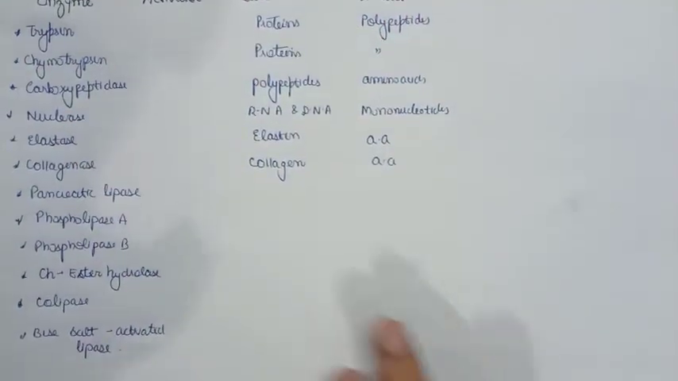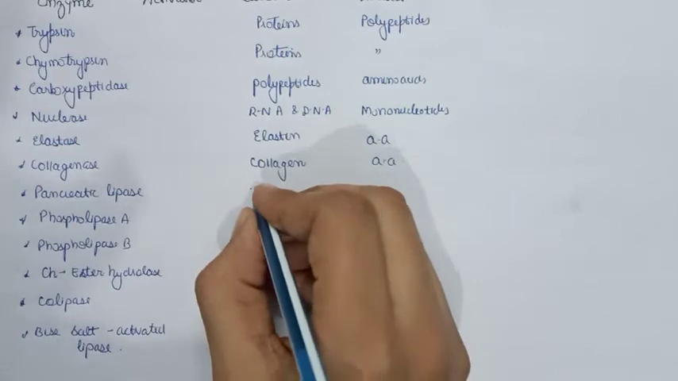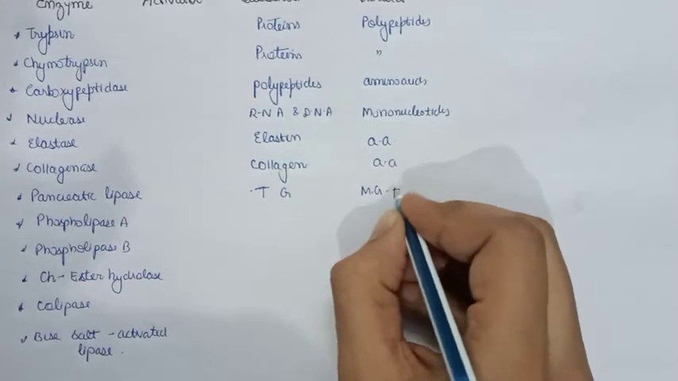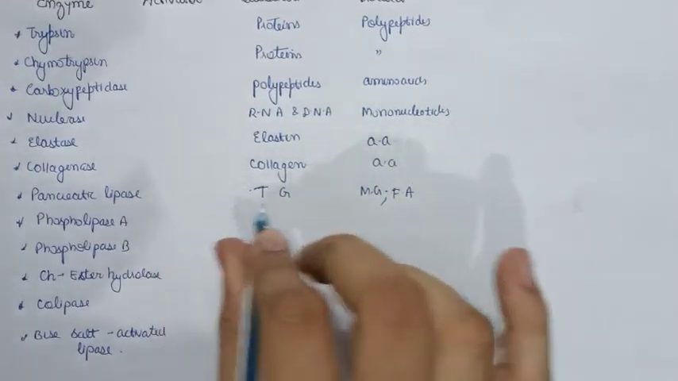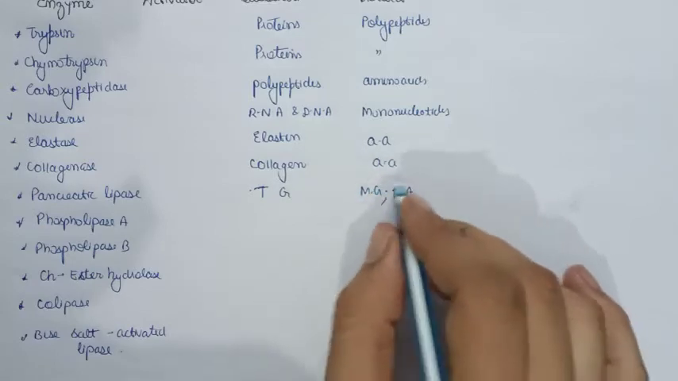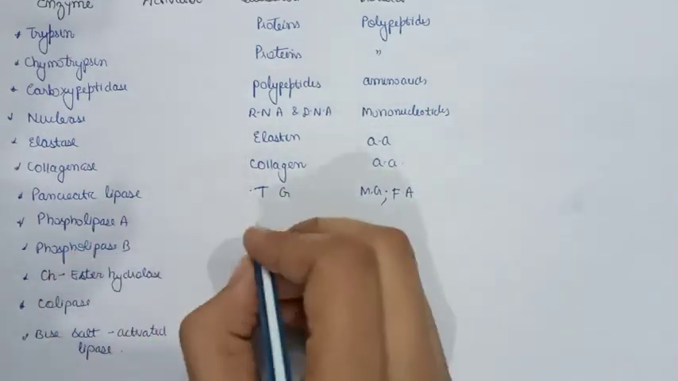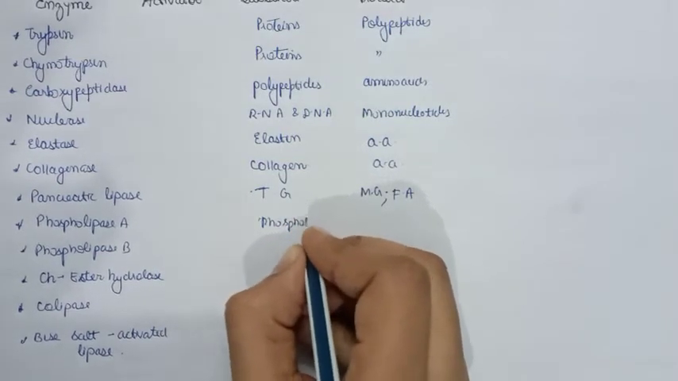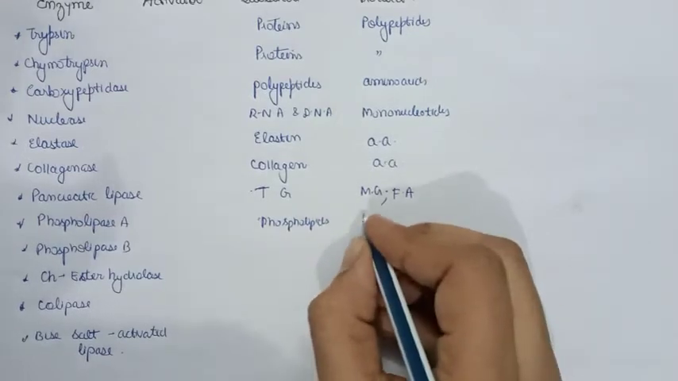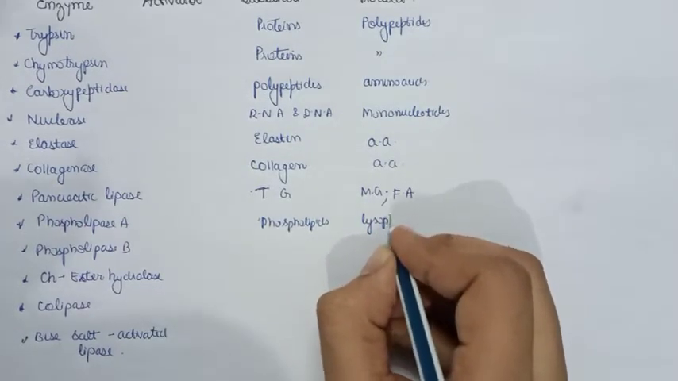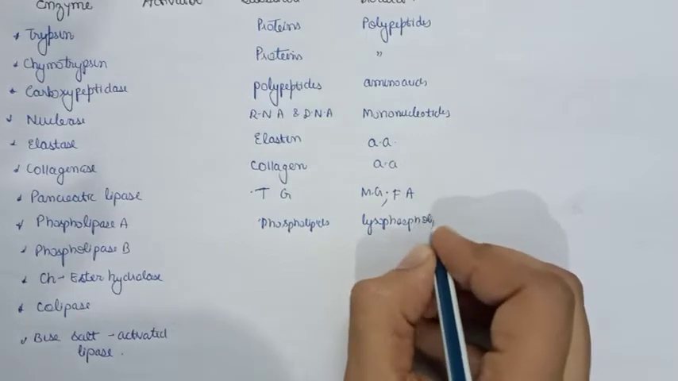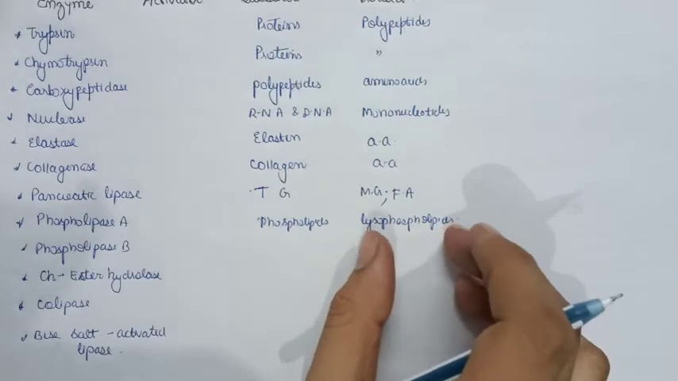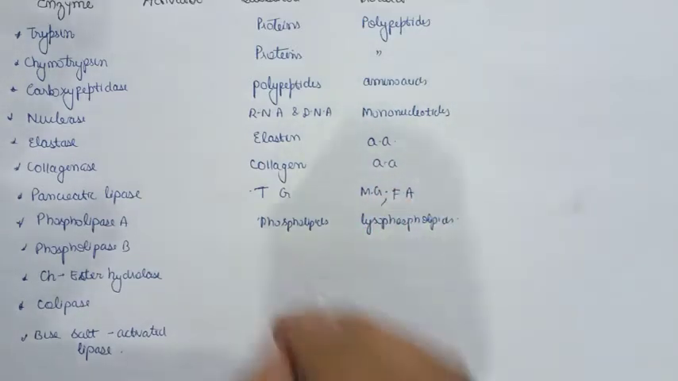Now let's talk about the lipolytic group. Pancreatic lipase converts triglycerides into monoglyceride plus fatty acid. Phospholipase A converts the phospholipids into lysophospholipids. And phospholipase B converts this lysophospholipid into phosphorylcholine and free fatty acid.